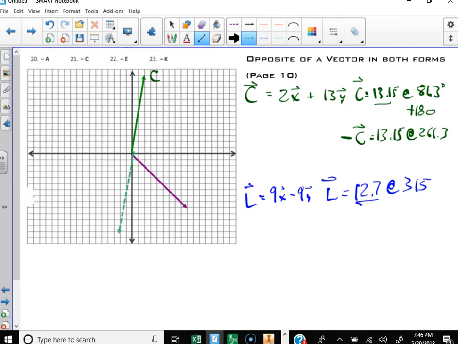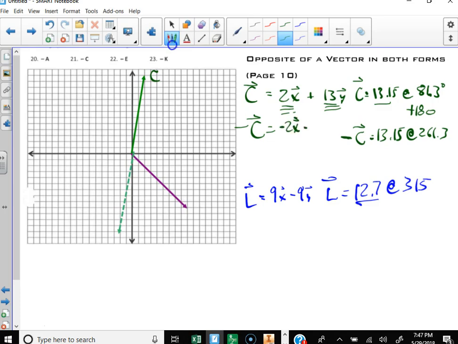Something like that. Now, a much easier way to do that, however, would be to just switch the opposite of this vector, is to just switch the signs on the components. If you have it in component form, it's much easier just to say the opposite of that vector is going to be negative 2x, in this case, negative 13y. Switch their signs. Since these were both positive, I made them both negative. Notice that puts it in the third quadrant over here.